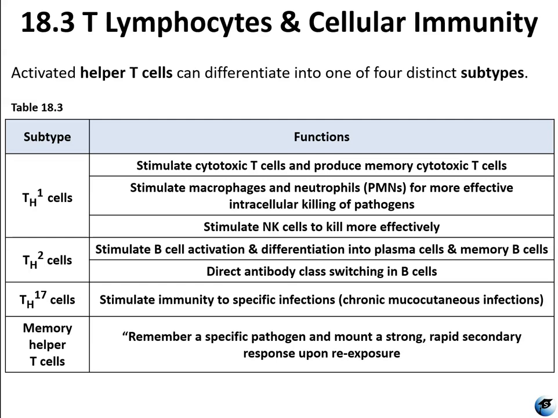Activated helper T cells differentiate into one or more distinct subtypes. So your Th1 cells, they stimulate cytotoxic T cells. They produce memory in those cytotoxic T cells. They stimulate macrophages and neutrophils. They stimulate NK cells to kill pathogens more effectively. Th2 cells stimulate B cells, and they differentiate into plasma cells and memory B cells. They direct antibody class switching in B cells. Th17 cells stimulate immunity to specific infections. And then memory helper T cells remember specific pathogens, and they mount a strong and fast secondary response.